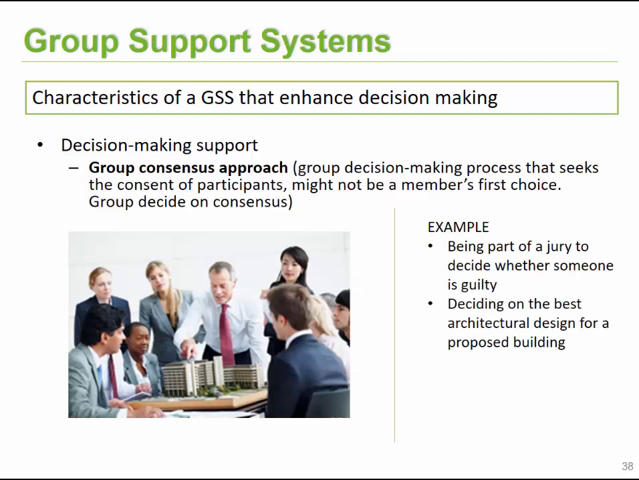The next type that we have is group consensus. Now, with group consensus, we typically want to seek the consent of all participants. Ultimately, it might not be your first choice, but the whole group needs to decide and needs to come to a conclusion. Examples of these might include the American jury system, where you sit in a jury and the whole jury needs to decide or come to a conclusion, or perhaps where you have a new building that should be decided upon or built, where everybody can put in their remarks, and then ultimately the group needs to decide which one will be used.